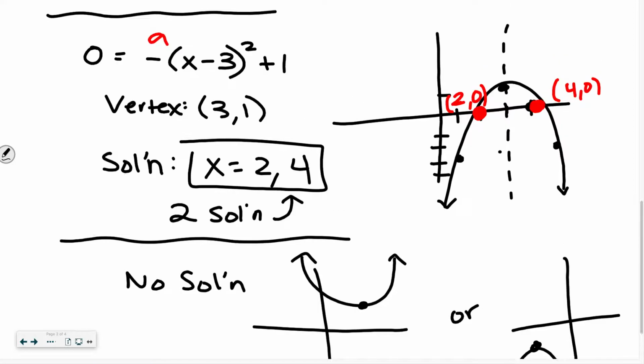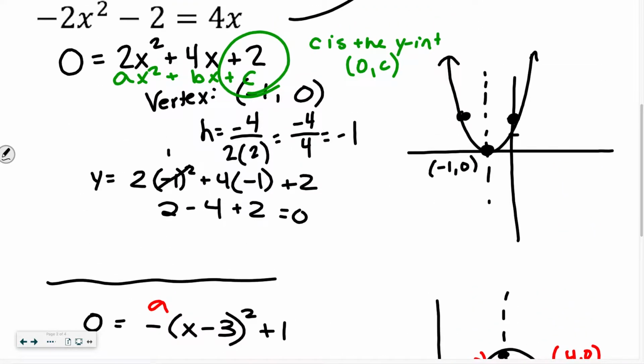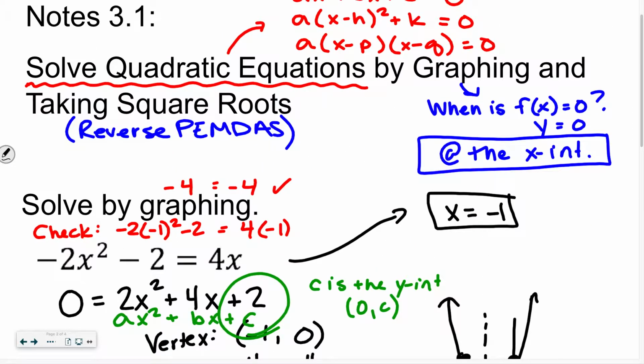And in the first one we had 1 solution. So we now have 3 cases of types of solution.